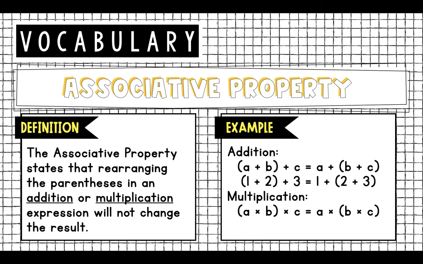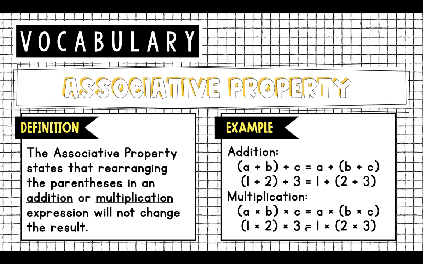So with variables, it could look something like a times b times c is also equal to starting with b times c and then multiplying by a. If we look at this example with numbers, 1 times 2 is 2. Then if I multiply by 3, I get 6. Over here, 2 times 3 is 6. Then if I multiply by 1, I still get 6.